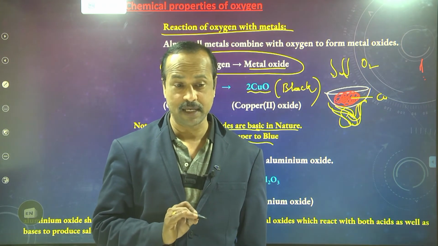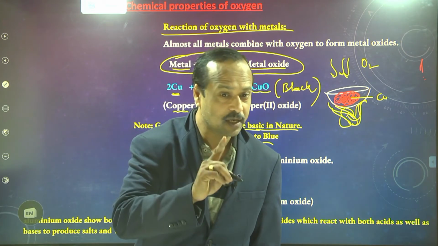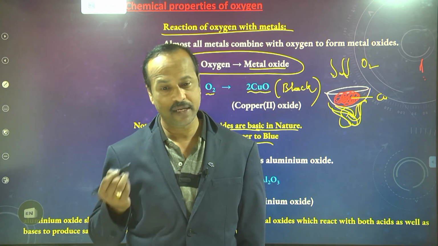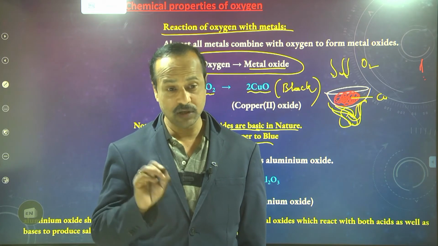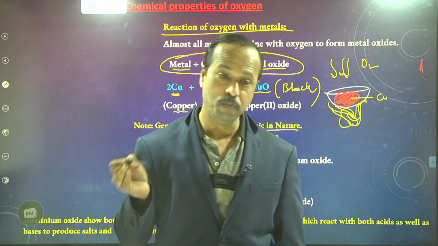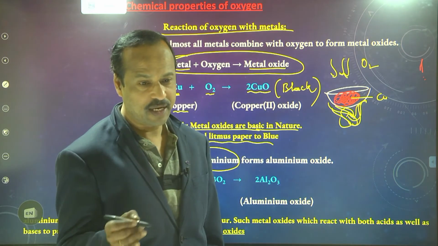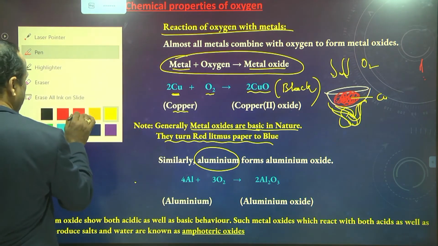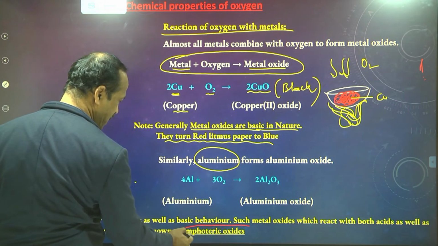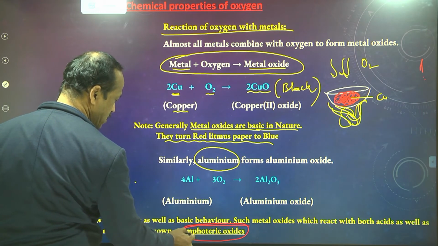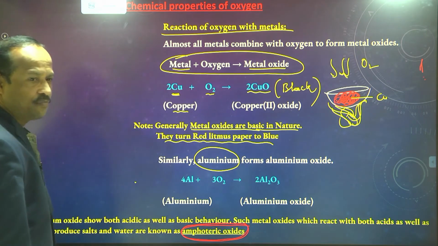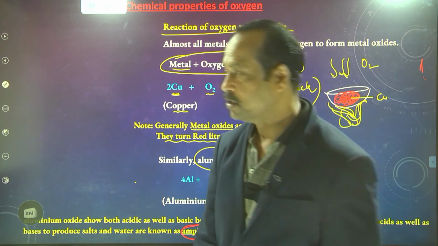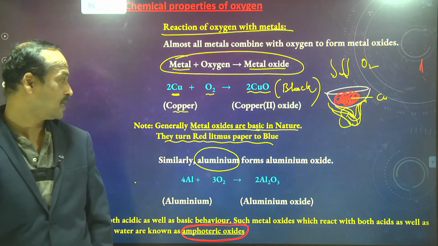Some metals, examples like aluminium and zinc, are also metals. When heated, they form their oxides. But these oxides are not purely basic in nature. They have both acidic and basic nature. Such oxides are called amphoteric oxides. Can you see it on the screen? Amphoteric means which have both acidic and basic nature. So this is about the reaction of oxygen with metals. Is this clear?